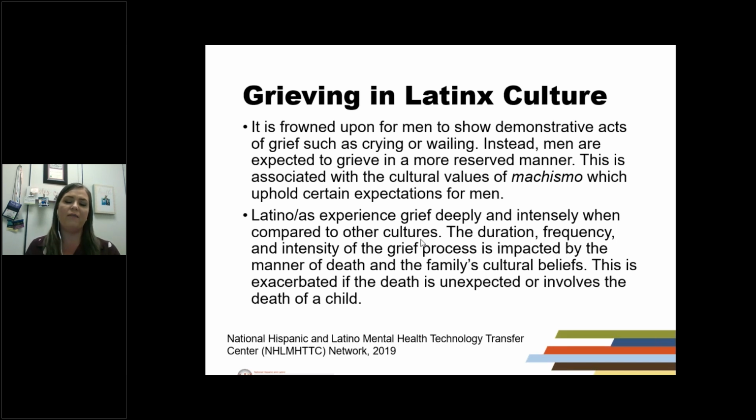So the grief process is going to vary in Latinx culture, related to how deep and intense it is and its duration and frequency, because it also depends on the manner in which this special person died, and on the cultural beliefs this family follows. So when a death is unexpected, and we know that Latinx culture is more vulnerable to unexpected deaths, especially if it involves the death of a child, these are very, very intense experiences for which Latinx culture tends to grieve more deeply.